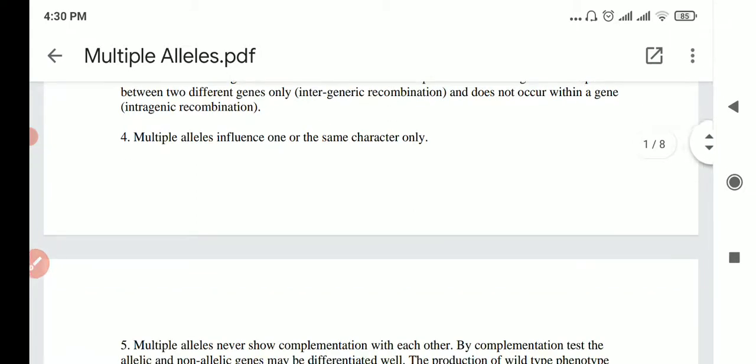And multiple alleles will influence one character only, whether it's hair color or eye color or shape of flower, shape of wing.